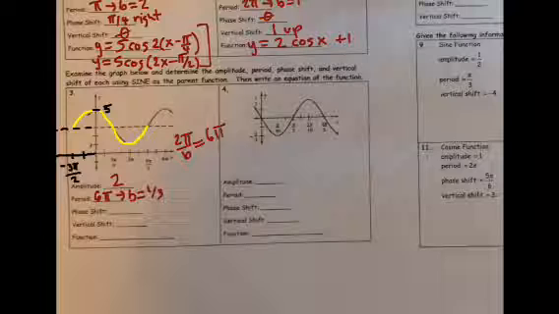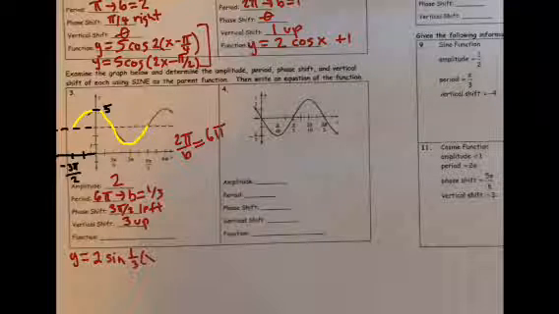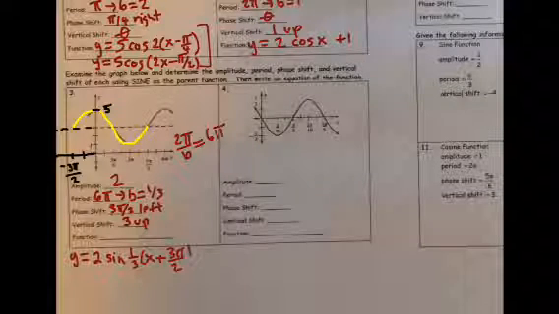Phase shift, it moved to the left 3 pi over 2. So 3 pi over 2 to the left. Vertical, the dotted line is on the 3rd tick mark above the x-axis, so it's 3. And so the function is going to be y equals, and there's no reflection, so a is positive. y equals 2 sine of 1/3 x. Now it's to the left, so we put plus 3 pi over 2, plus 3.